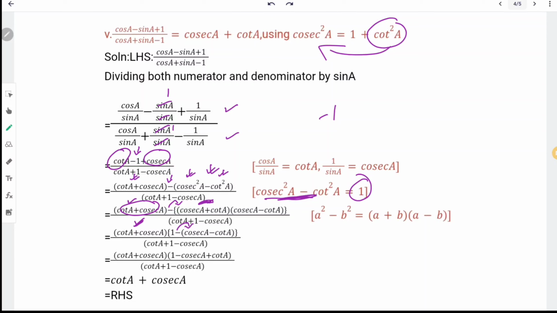We have here plus 1, right? Plus cot a, then minus cosec a, minus cosec a. Can you see that they are the same? Of course, the term arrangement is different, but we know that they are the same. Okay, so we can divide this, and we'll be left with cot a plus cosec a, which is the right hand side that we're trying to get.